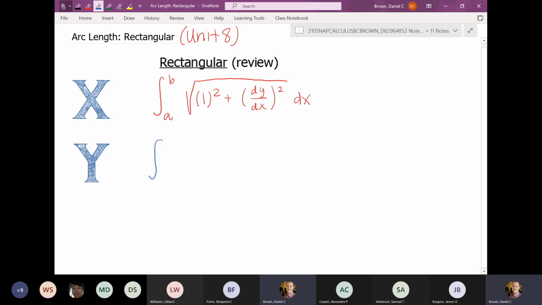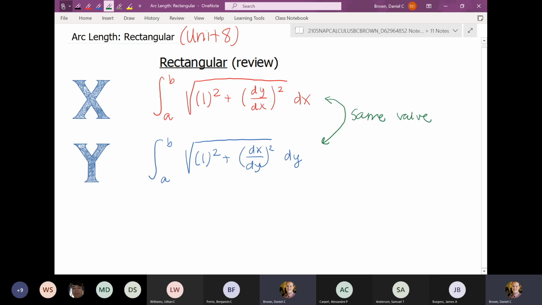If you're doing it in terms of y, everything's a y value. But you do the derivative of x with respect to y squared, and it was dy. Both of those will always give you the same value. Choose the one that's easier.